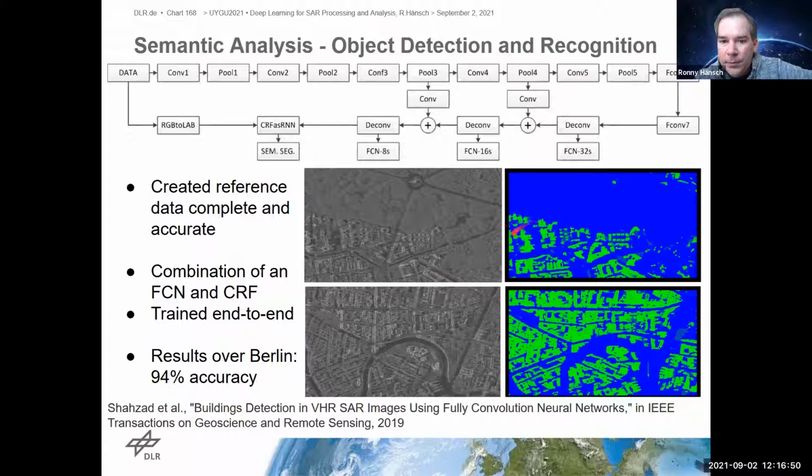And here you see some examples. So here would again be the Tiergarten, right? It's a big park in the center of Berlin. Of course, there are no buildings. And here's a more dense urban area. And those are the corresponding estimations.